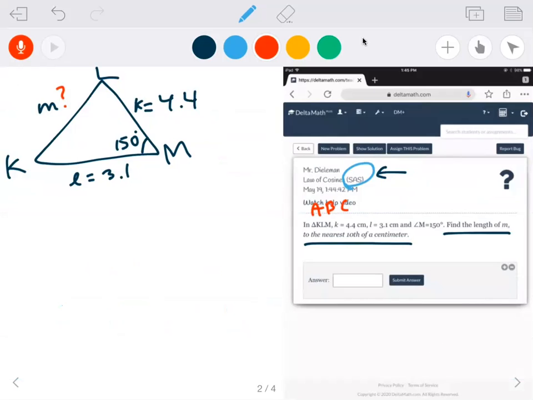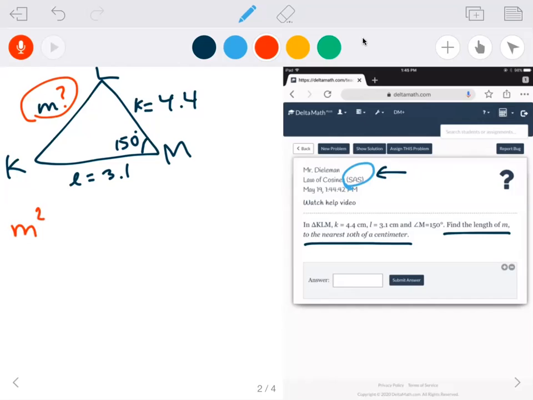Now, what is unknown, though? That's what always starts our formula. That's where we always start. So looking at our specific triangle, we don't know what side M is. And so that's what I'm going to put over here. M squared. That's what we're starting with, right? We start with what's unknown, what we're trying to find.